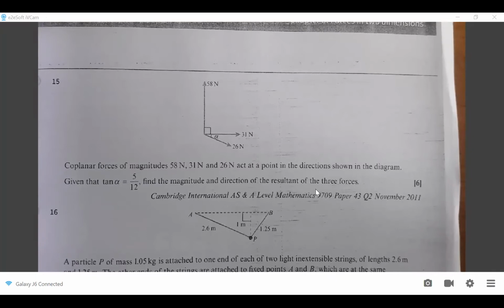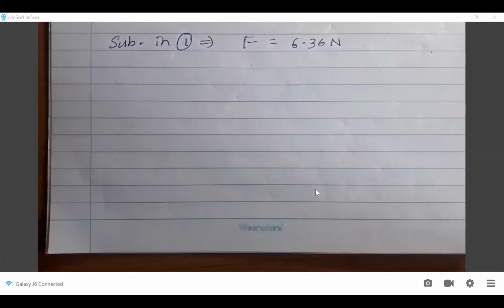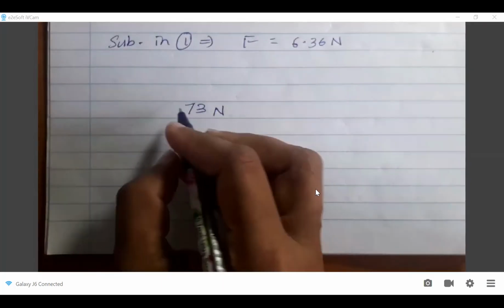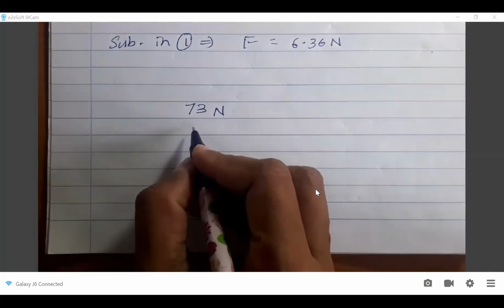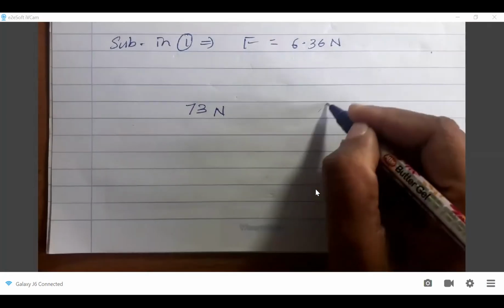Guys, I just want to clarify my answers. I got 73 newtons as the resultant and 41.1 as the angle. Okay, let me write it down here. I don't have a pencil. You got, say that again, for the resultant you got? 73 newtons. And angle alpha, I got 41.